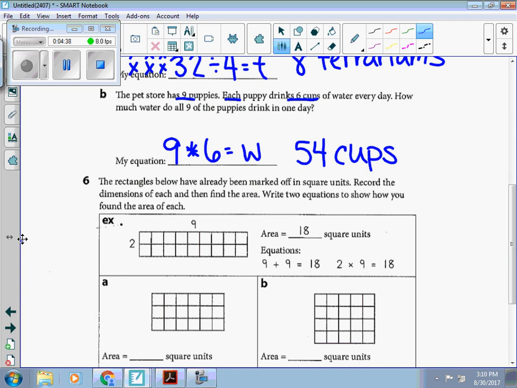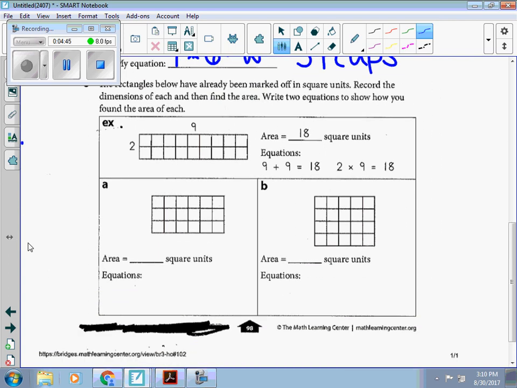For number 6, it says the rectangles below have already been marked off in square units. Record the dimensions and then find the area and write 2 equations to show how we got it. This one, it goes up by 3 and over 6. So there are 18 square units.